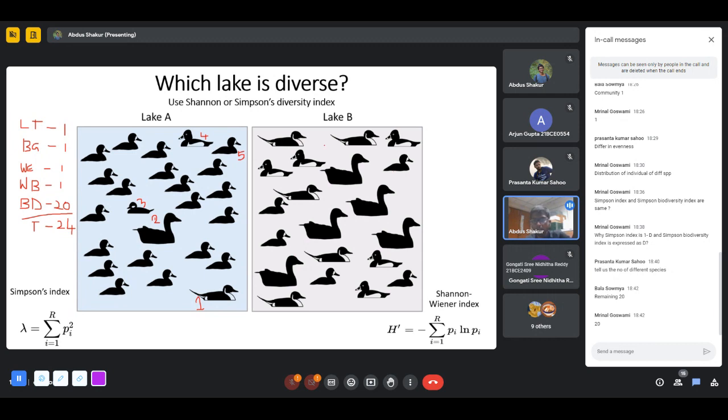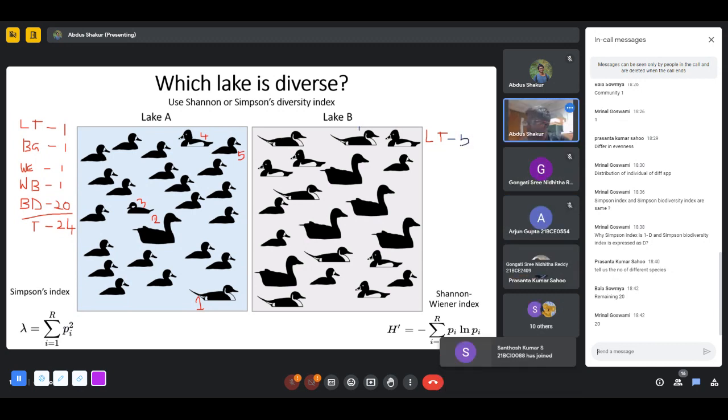Similarly, does anyone want to do it for Lake B? Help me with Lake B. So LT, we have the same things. Let me just change the color. 1, 2, 3, 4, 5. Five birds. What about BG? It is also the same, five.